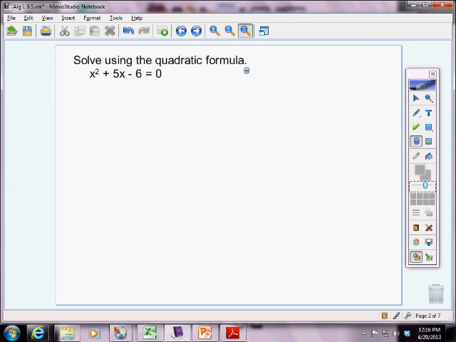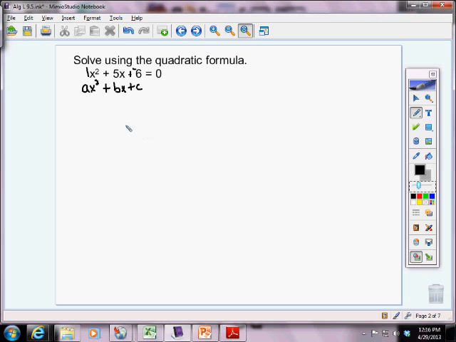So solve using the quadratic formula. The first thing we're going to do is notice that this is in standard form. We have our x squared term, our x term. The only thing I'm going to do is make this plus a negative c here, and it's set equal to 0. It might be helpful to write ax squared plus bx plus c, because we need to know what those are. Put a 1 in here.